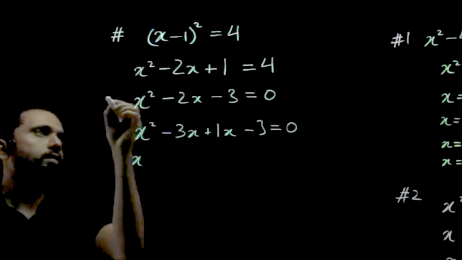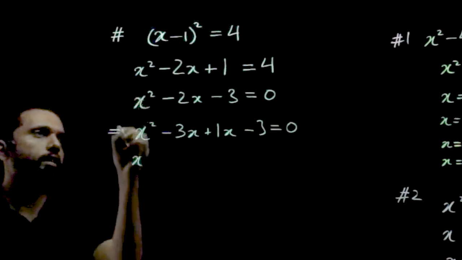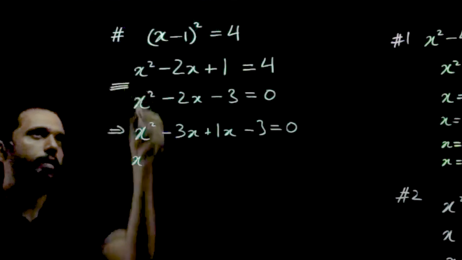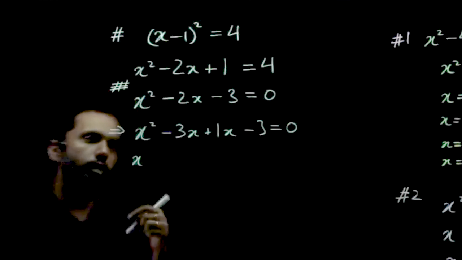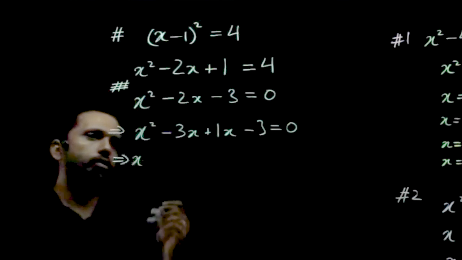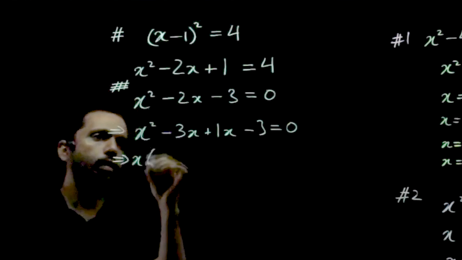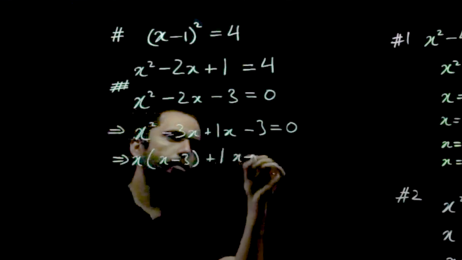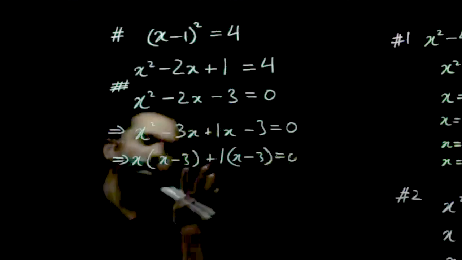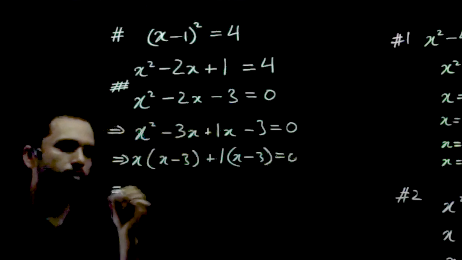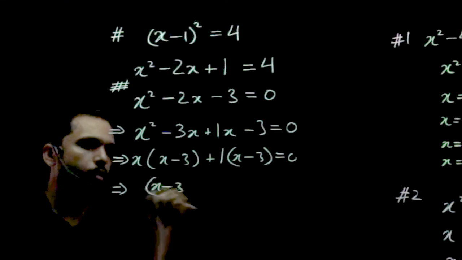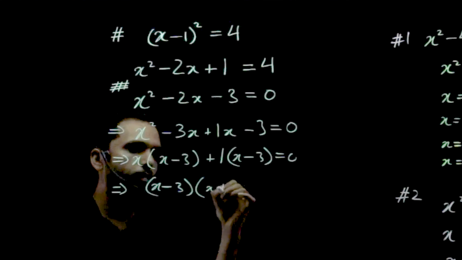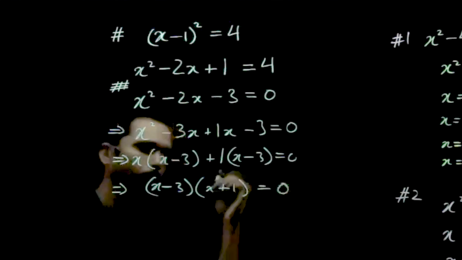Taking x common, this step gives you this step. I'm starting from here, suppose. So suppose this was my question, and I'm starting from here. So the next step is, this step implies x common, x minus 3, plus 1 common, x minus 3. So you have x minus 3 and x minus 3 over here. So we'll take x minus 3 common, and for the first one we'll get x, and for the other one we'll get plus 1, is equal to 0.